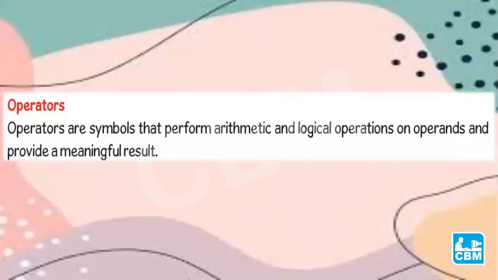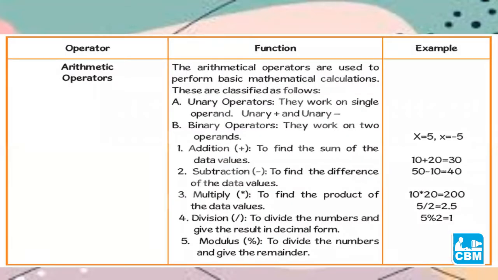Operators in Python are nothing but symbols that are used to perform arithmetic and logical operations on operands. After performing these operations, they provide a meaningful result. There are several kinds of operators in Python. One of them is arithmetic operator. The arithmetical operators are used to perform basic mathematical calculations.